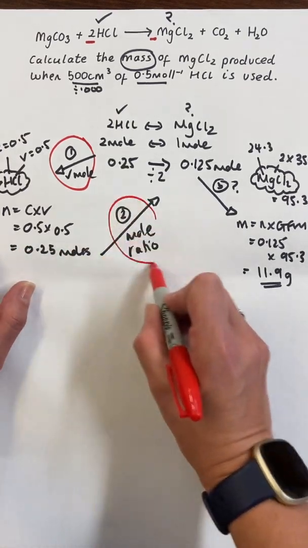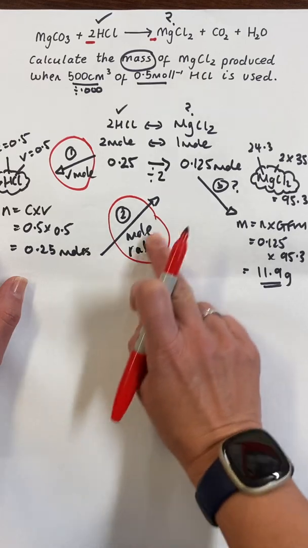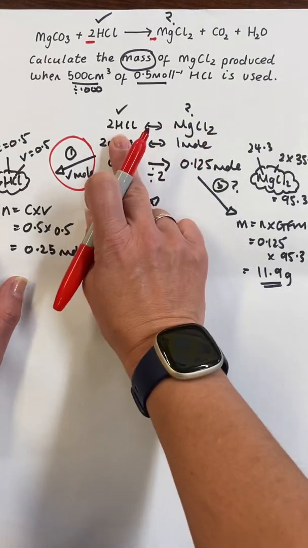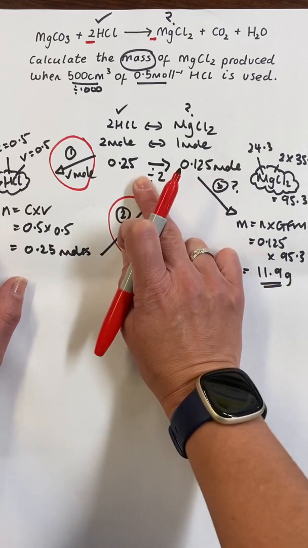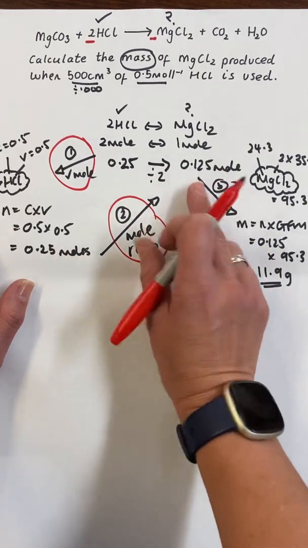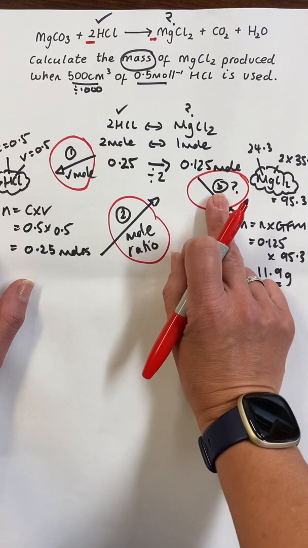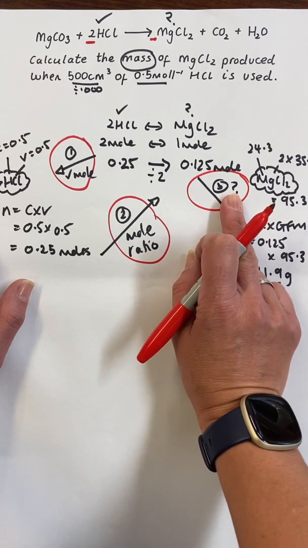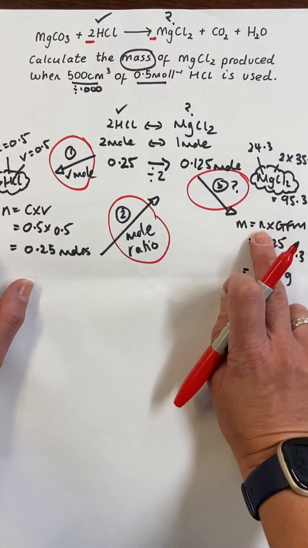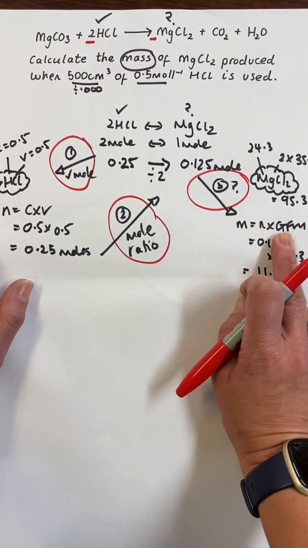Step number 2, once I've calculated my number of moles, take it back up to the theoretical mole-to-mole ratio and work out what my actual mole-to-mole ratio is. And step number 3, now that I've got my number of moles, I now look at what the question mark asked me to calculate. In this case, it was mass, so I use the number of moles I've calculated and then multiply by my GFM.